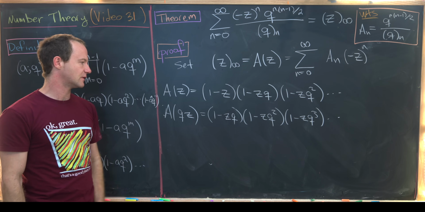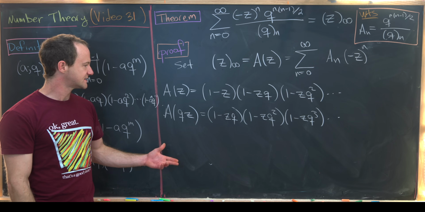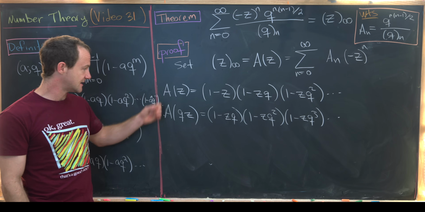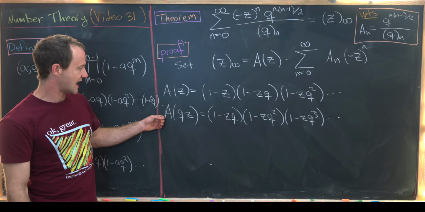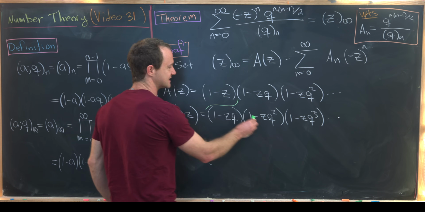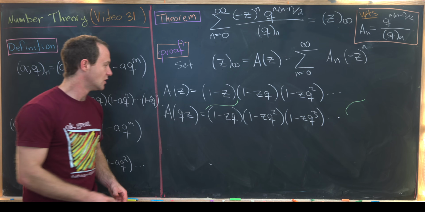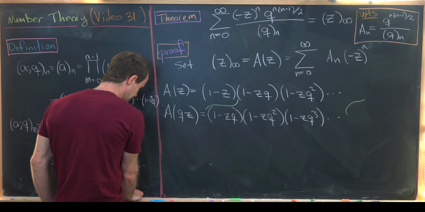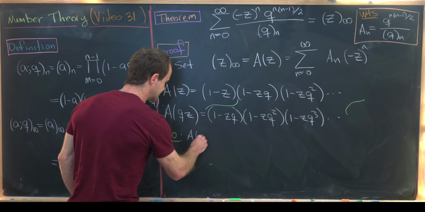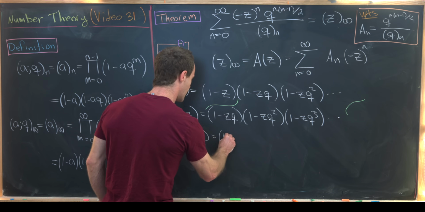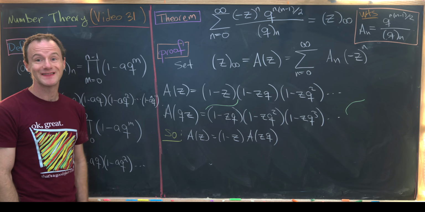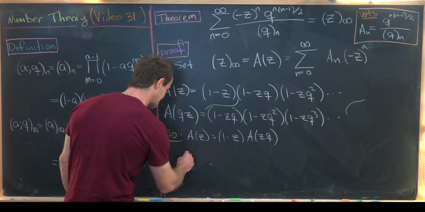But what relationship can we see between these? Well, let's notice that this guy right here, this A(z), is exactly this guy right here, this A(qz), times (1 minus z). And we can see that because of this kind of shifting behavior that we get when evaluating at q times z. So let's write that observation down here. So we have A(z) is equal to (1 minus z) times A(zq). Now we're going to play the same game that we did before. We're going to expand each of these.